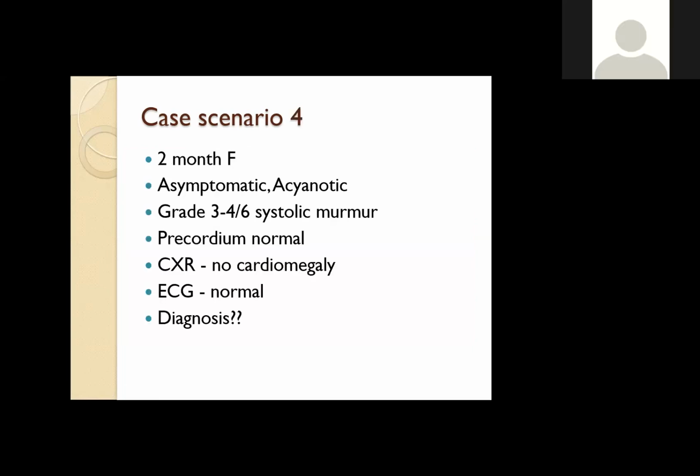So coming to the next case, a 2-month-old child, asymptomatic, acyanotic, grade 3/4 systolic murmur, precordium is normal, there is no cardiomegaly, and ECG is also normal, but there is a grade 4/6 murmur. So what is the probable diagnosis?